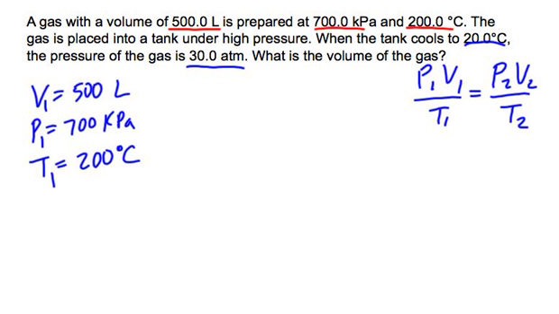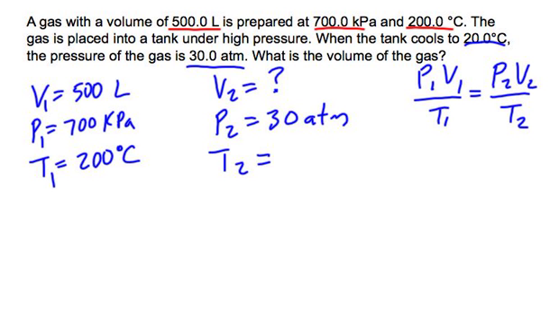So then the tank is cooled, and we want to know the new volume. So the new volume, V2, isn't given, so I'm going to put a question mark. And we know the new pressure, according to this, is 30 atmospheres. And we know the new temperature is 20 degrees Celsius. So we're almost ready to use our equation. All the variables are known except for one, but we do have to do a unit check.